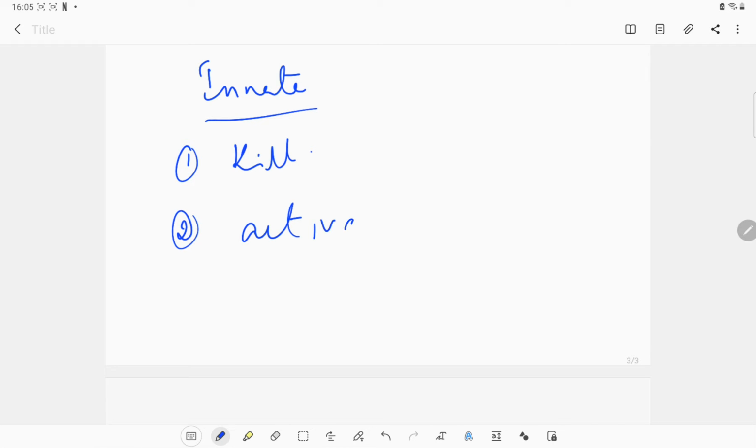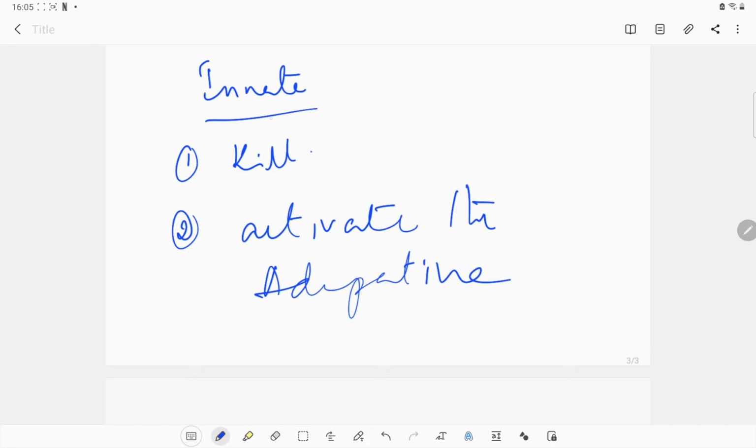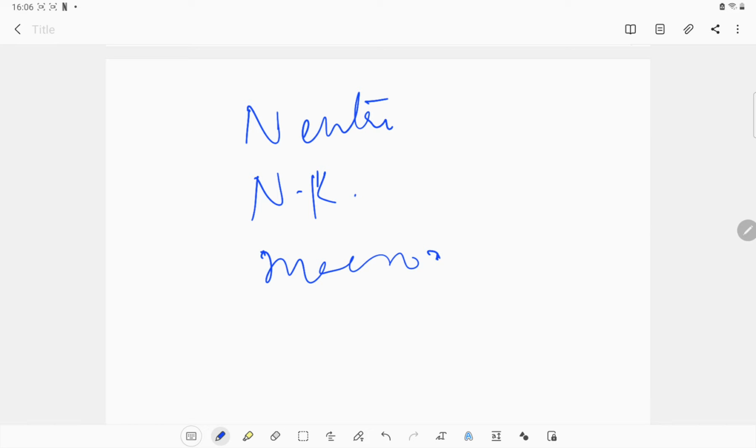Let us go ahead and discuss the innate immune system in brief. The innate immune system performs two functions. One is to directly go and kill the invaders, and then to activate the adaptive response. These are the two functions done by the innate immune system. This is normally done by the neutrophils, natural killer cells, and phagocytic cells like macrophages, dendritic cells, and so on.